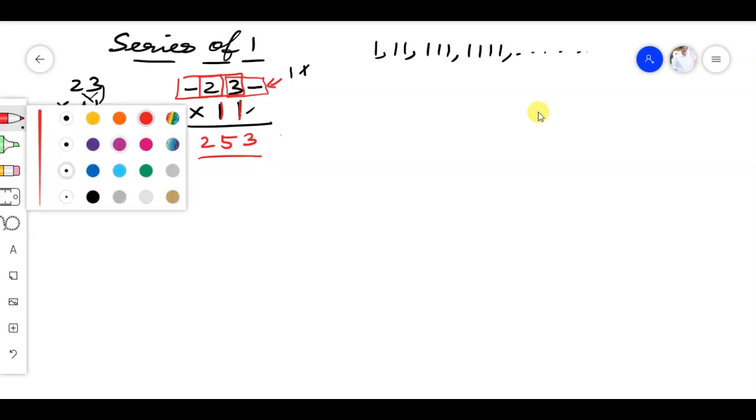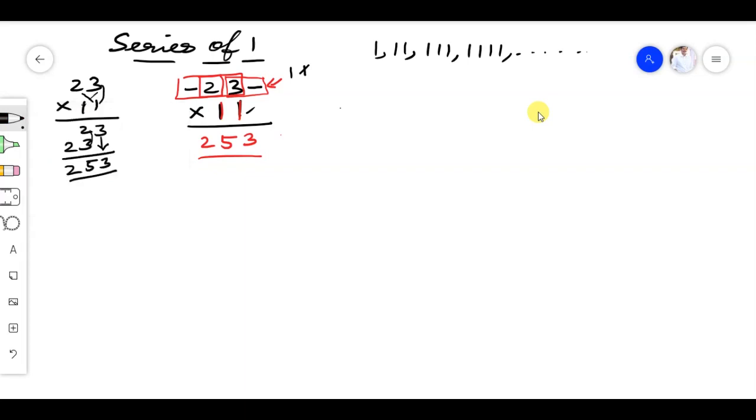Now I think the method is clear to you. We will go with the next example. I take another three digit number: 302 into triple one. Since the lower part is 1 1 1, it is triple one. Cut 1 1 and put two dashes on either side.